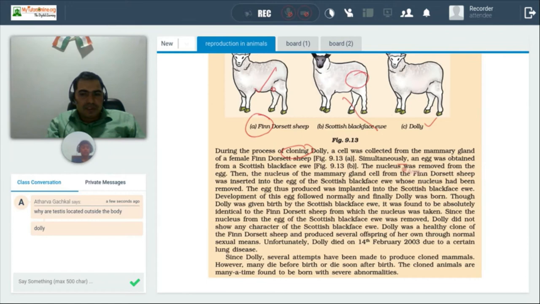Some disturbance is coming from the background. Then the nucleus was removed. The nucleus was removed from the egg.